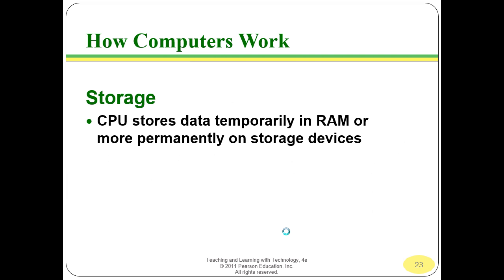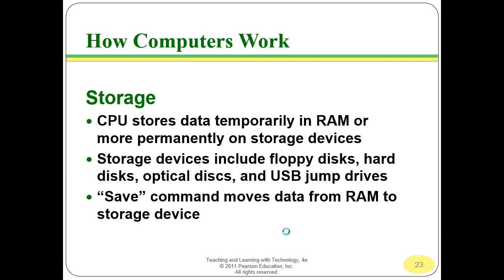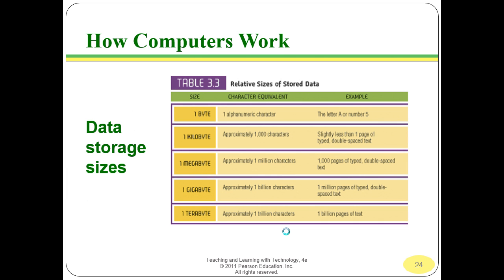So what about storage? Your CPU stores data temporarily in RAM or more permanently on a storage device like a hard drive. Your storage devices can be floppy disks like we've seen, hard disk, optical disk, or USB jump drives in the preceding picture. Now, when you hit the save command, that moves the data from RAM to the storage device that you tell it to go to. Here's a little table dealing with the relative sizes of stored data.